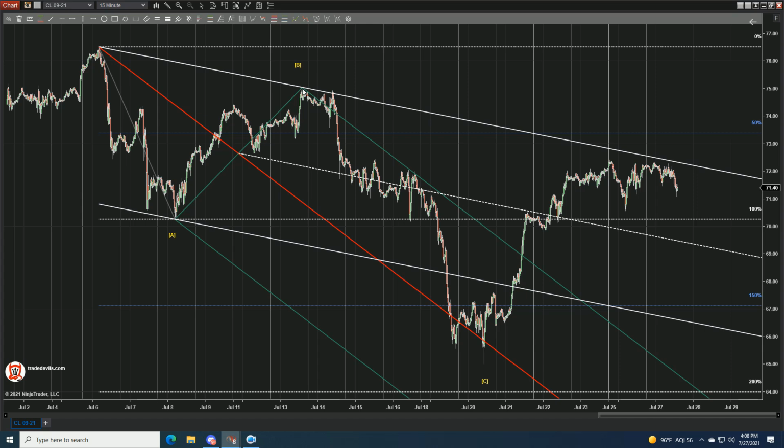We know that if this pivot holds, per much of the work that Dr. Andrews did 60, 70 years ago, once we get a pivot here, the probability of making the median line is 80%. Right, so there's your 80% straight down. So this would be an interesting trade.